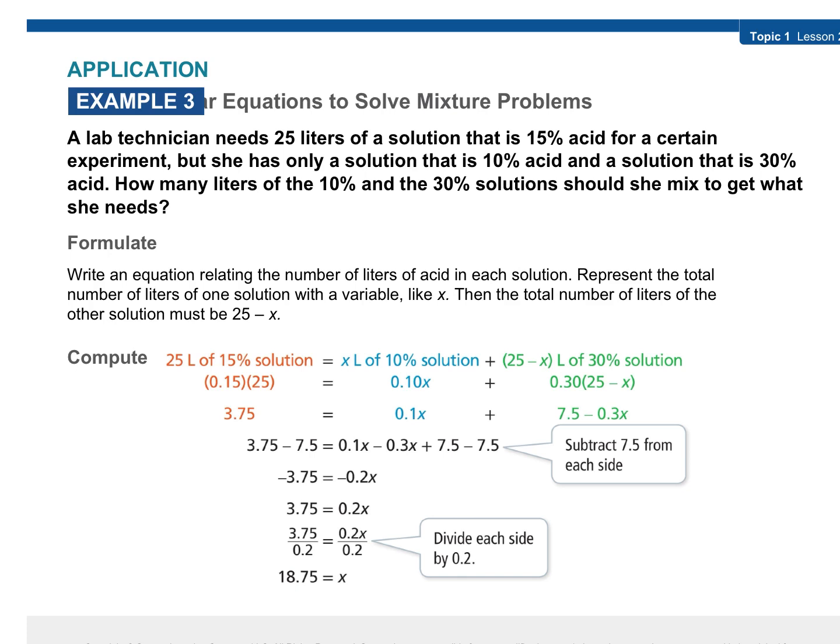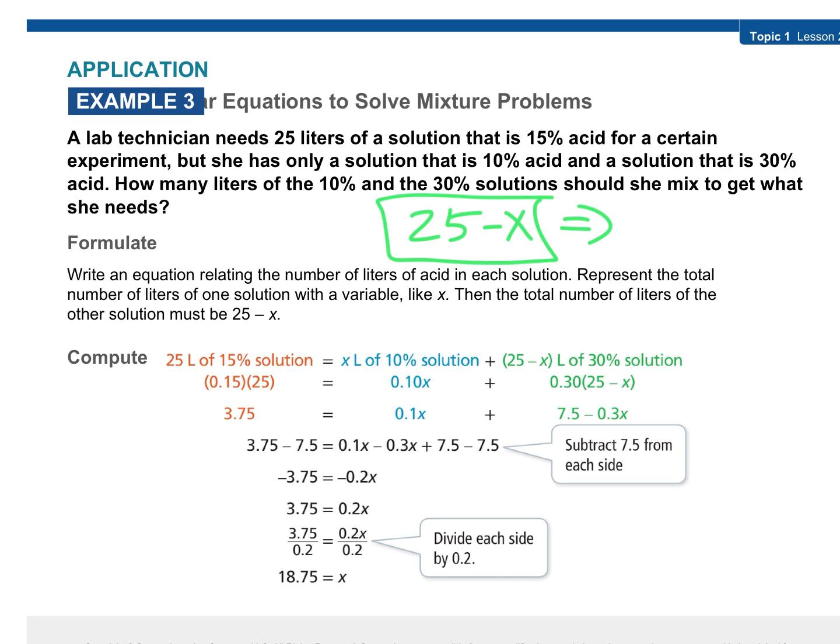So if I take 25 and I subtract the 10%, then that's going to give me how much is left of the 30% solution, which is where that expression comes from down here. So that's how they set up the equation, and then obviously they work it. You have decimals, okay?